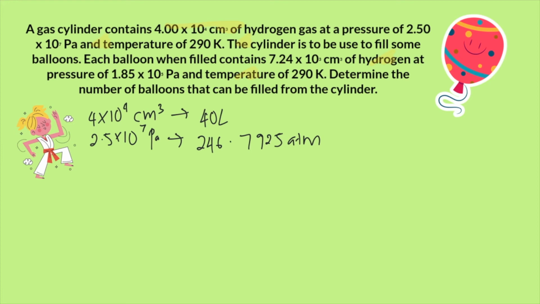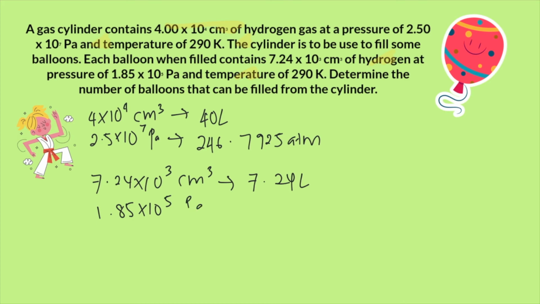So you need to convert the 7.24 times 10 to the power of 3 centimeter cube into liter. So you should get 7.24 liter, and the pressure is 1.85 times 10 to the power of 5 Pascal. So here you should get 1.8263 ATM. So these are just the unit conversions that you need to do beforehand. Then only you can do the calculation.